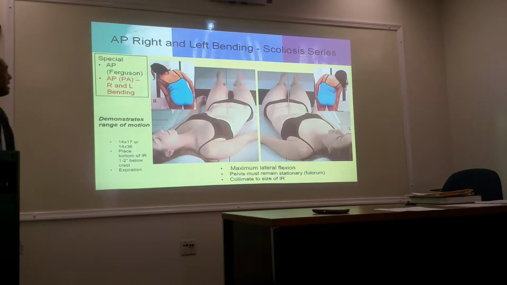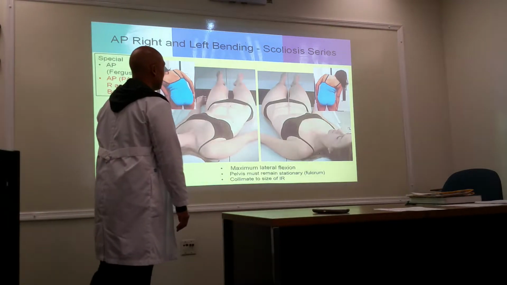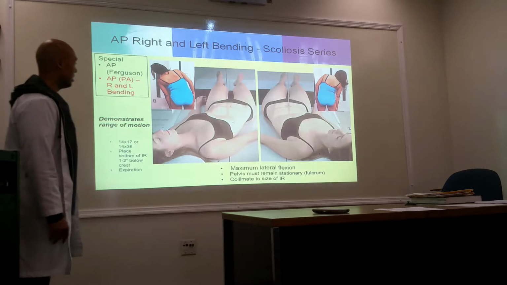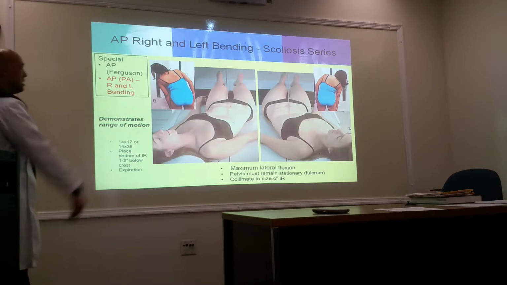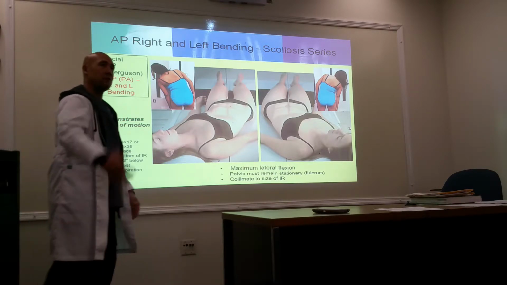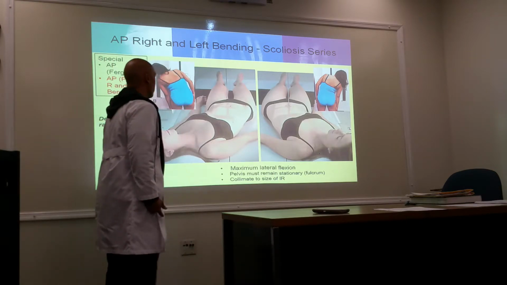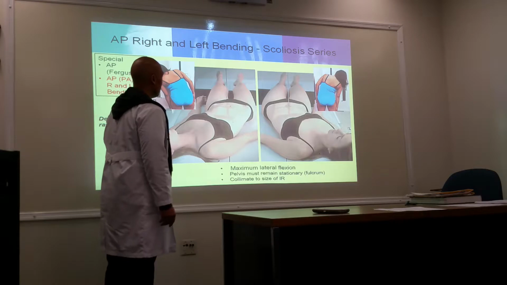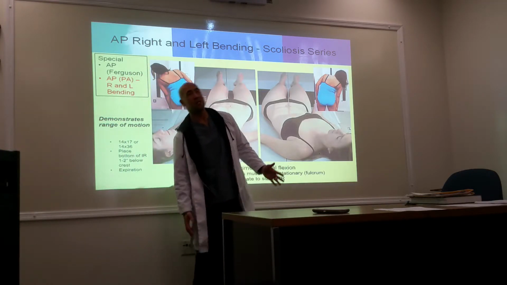Next one here is right and left bending. This may be done in conjunction with the scoliosis studies. So what this does is that it demonstrates the range of motion. So everything stays the same. Large image receptor, bottom of the image receptor 1 to 2 inches below. We're going to put them right in the middle of the image receptor, and from there you have them bend as far as they can on either side.